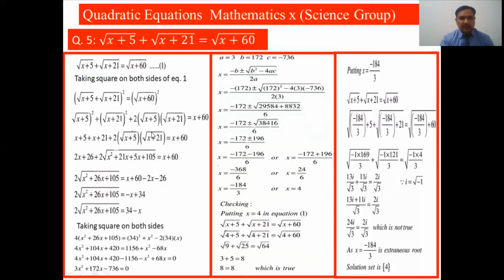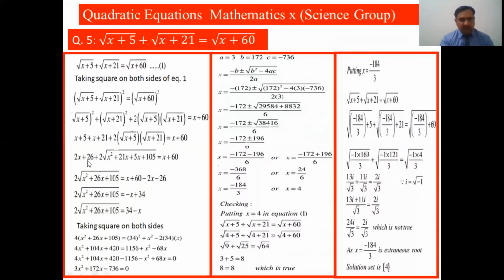You have to take one more step and just write this in a single radical sign. So when we multiply this with this one, we have x square, and when we multiply x with 21, we have 21x. When we multiply this 5 with this x, we have 5x, and when we multiply this 5 with 21, we have 105, and this is equal to x plus 60.